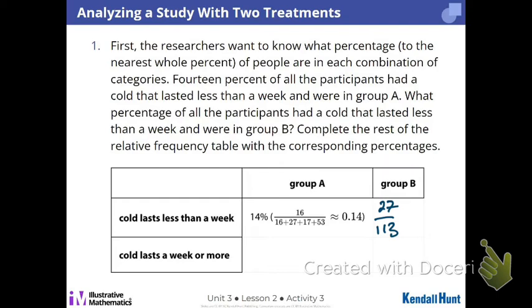For the rest of it, how many colds last a week or more? For A, how many total from your data? 43 out of 113. Colds last a week or more? I got 17 out of 113. And for the bottom right, we had 53 out of 113. So these are the ratios, and again, this is to the total. Ratios to the total. So to get the percentages, I'm just going to do the division here. I get about 24% there. I get about 47% here.